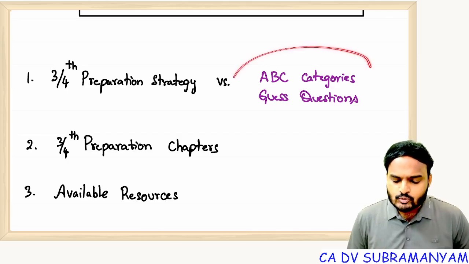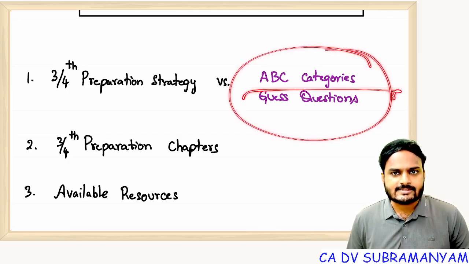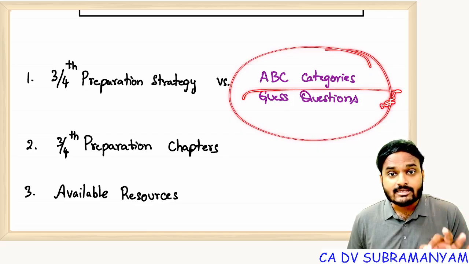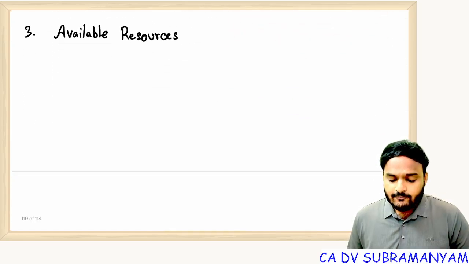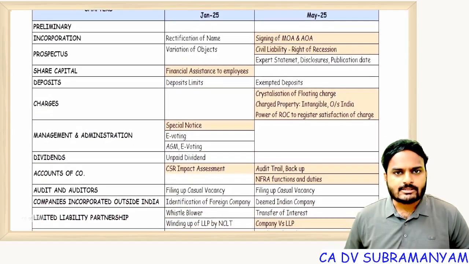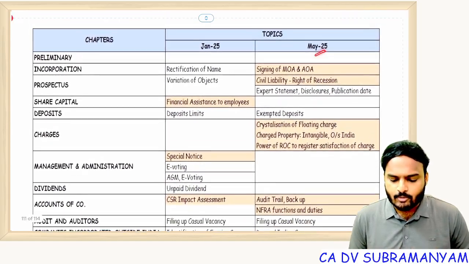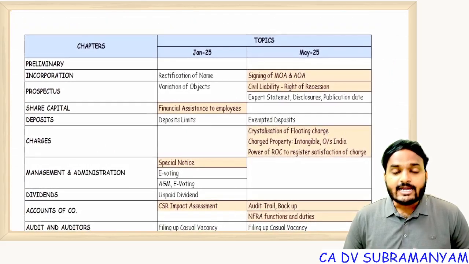But these two strategies are very risky strategies. I'm not telling you they're wrong strategies, I'm telling you they are risky. How? If you observe the last two attempts' question papers, the highlighted topics are C category questions.